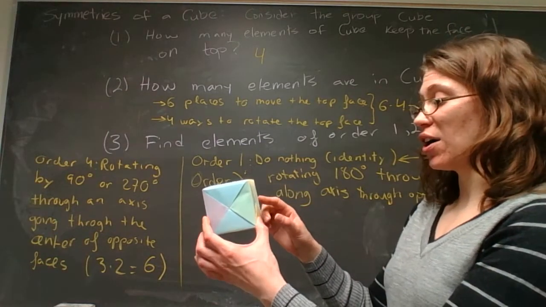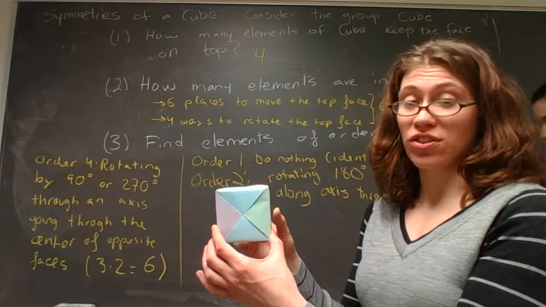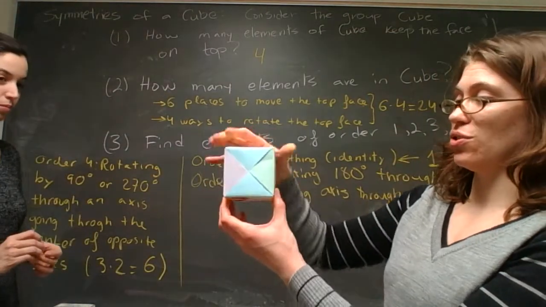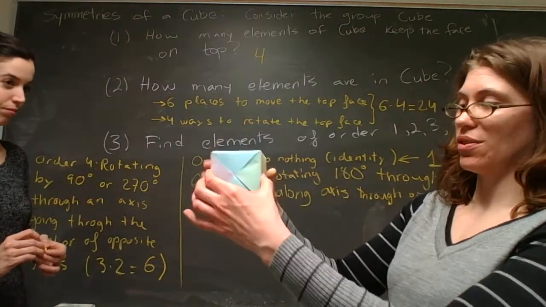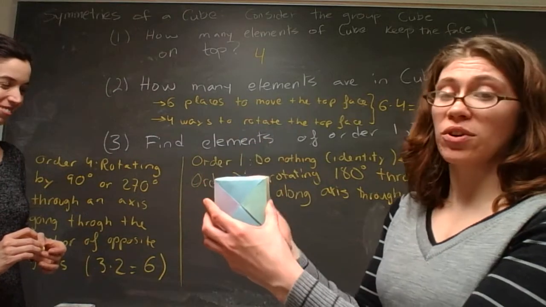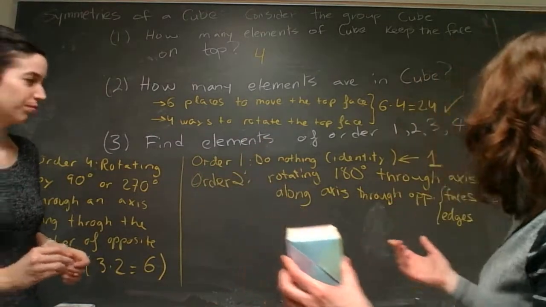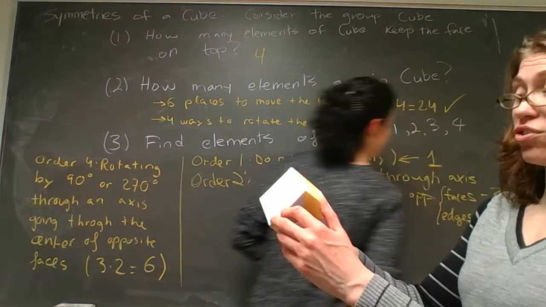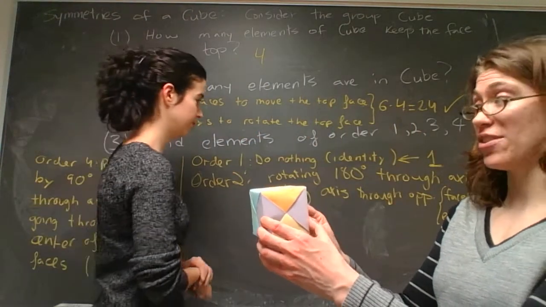There are 12 edges of a cube, so there's these two, these two, these two, and these two. In other words, there are 6 pairs of edges. So there were 6 ways of rotating by 180 degrees through opposite edges.